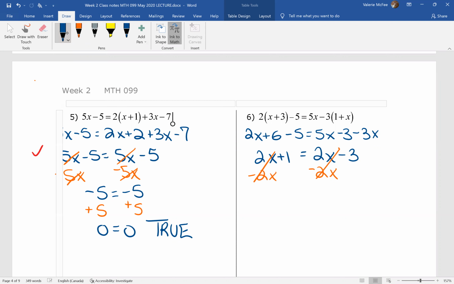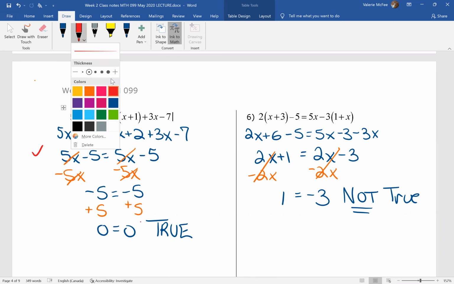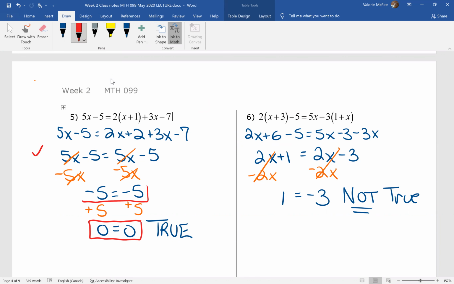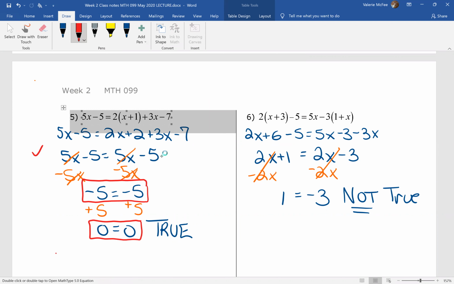Look what happened in this question. 1 equals -3 is not true. Are these the same answers? Well, no, they're not. One of them finishes with a true statement, even though it doesn't give me a value for x. The other one finishes with a statement that is not true. Let's look at the true statement first. When we have a true statement, 0 equals 0, or -5 equals -5, this tells us that x can be any real number.